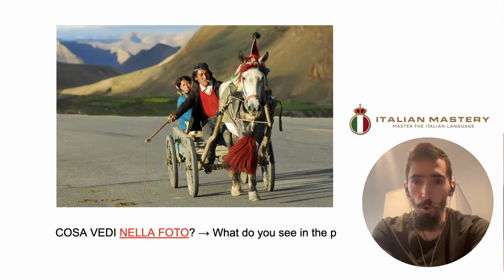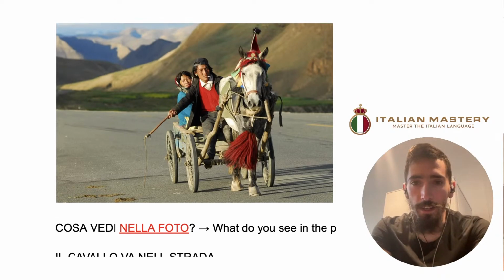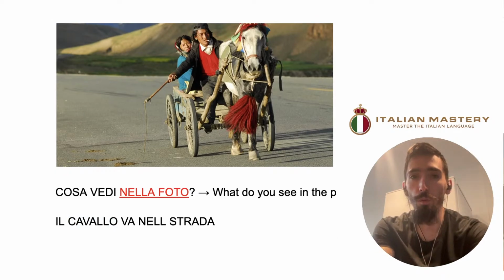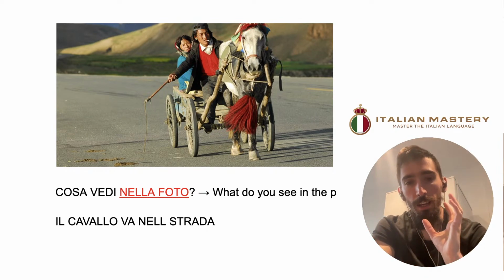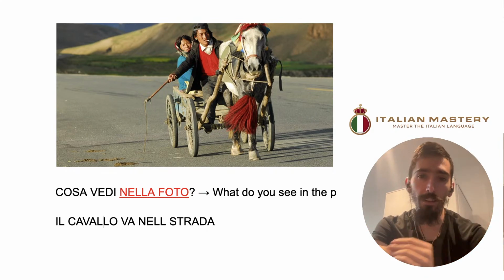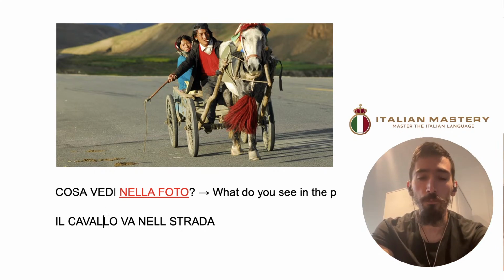We can see that there's a horse or a donkey, looks like a horse, in the photo. So cavallo is the word for horse. Cavallo. It's a great word to remember. It's a very common animal, cavallo.